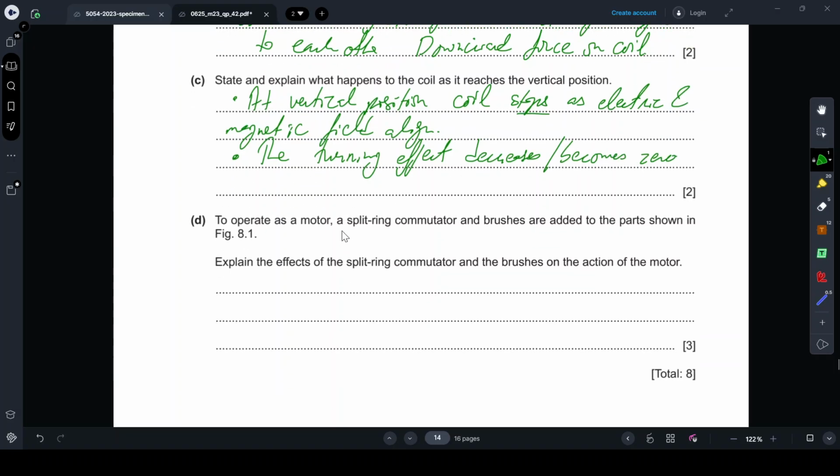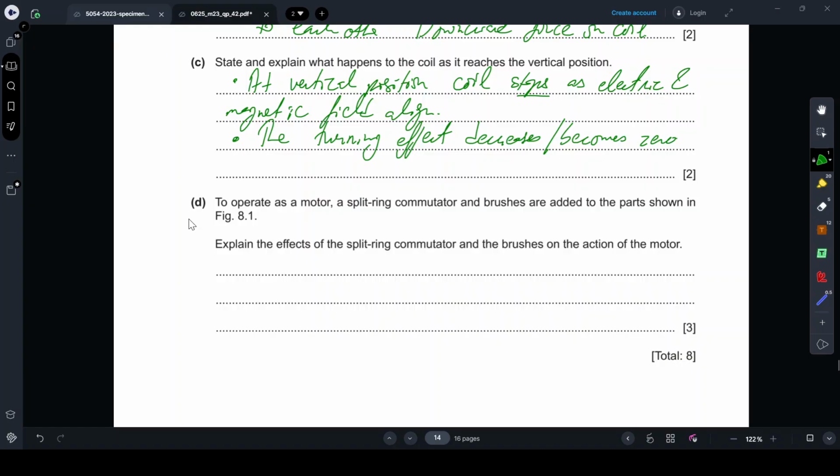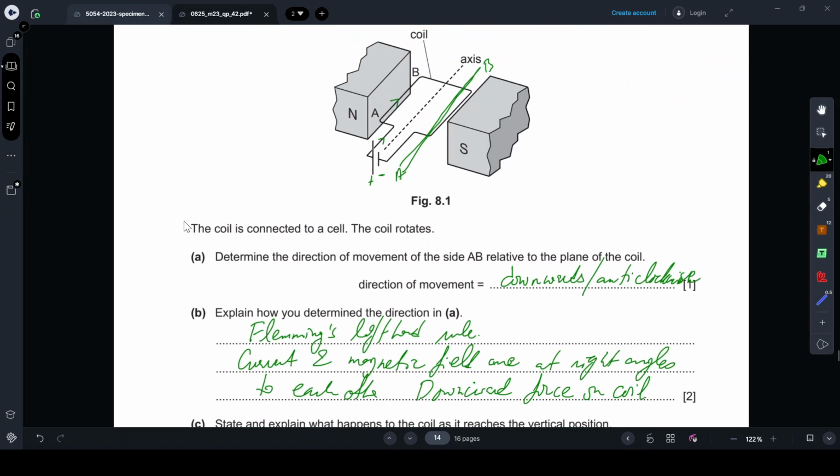Okay, to operate a motor, a split ring commutator and brushes are added to the part shown in figure 8.1. Explain the effects of the split ring commutator and the brushes on the action of the motor. Because if it's connected like this, then it will just reach the vertical position and stop. So what do the slip rings and commutator and brushes help with doing in this setup?